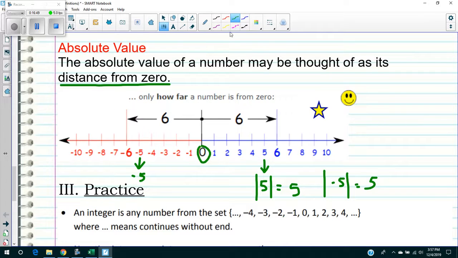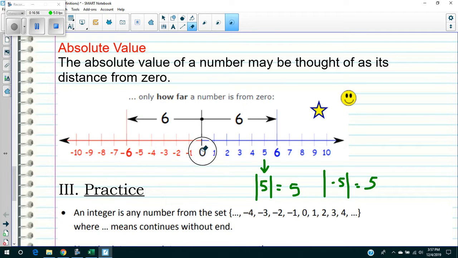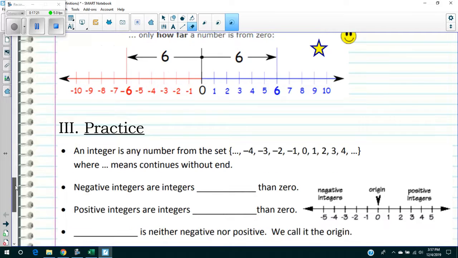Now let's move on. Whereas an opposite number, the opposite of a positive number is a negative number, and the opposite of a negative number is a positive number, the absolute value of any number is always a positive number. You're not going to get a negative number as an absolute value. That's just not going to work.